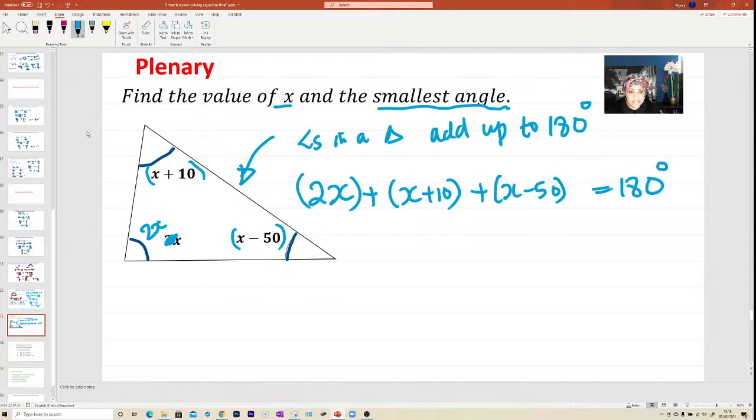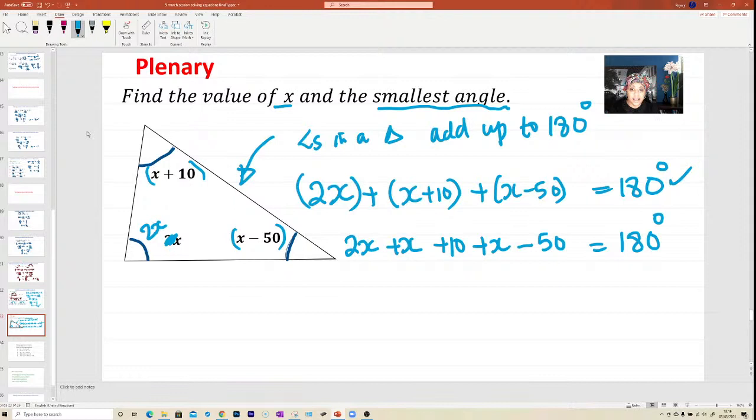Okay, so let's take these out of the bracket. Then we've got 2x plus x plus 10 plus x. There's a minus here, so that's going to be minus 50 equals 180 degrees. It's very important you show your working out, because in the exam you get marks maybe for doing this line, okay? So you must show your working out.